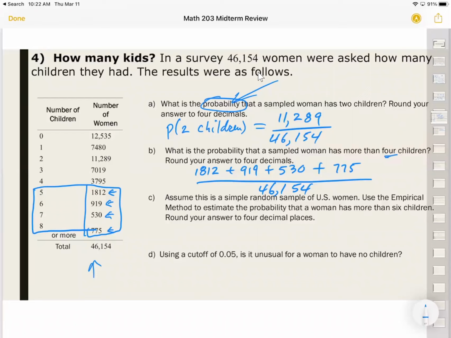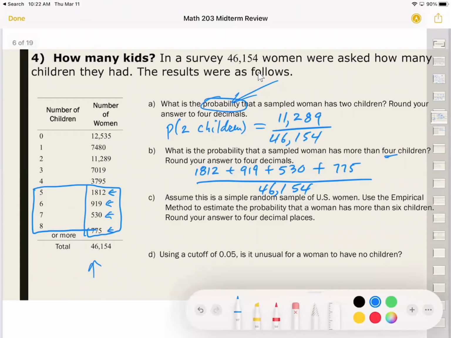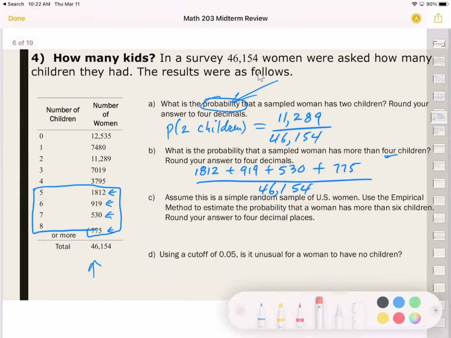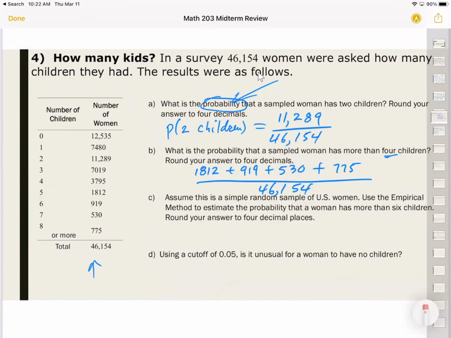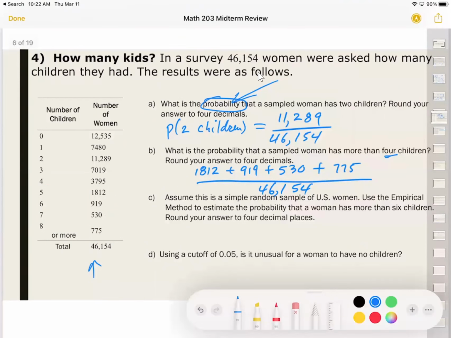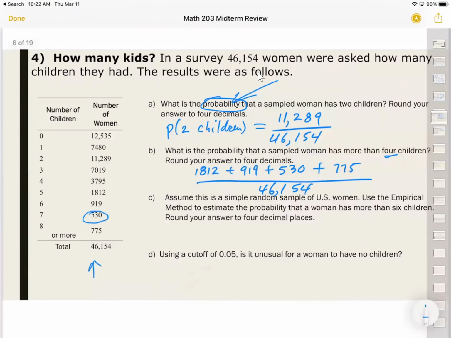Assume that this is a simple random sample of US women, using the empirical rule method to estimate the probability that a woman has more than 6 children. All of that wording basically asks: what is the probability of a woman having more than 6 children? Do you agree that this is the number of women who have more than 6? They basically tell you that if we have this sample, can we take it to represent the whole population of the United States?